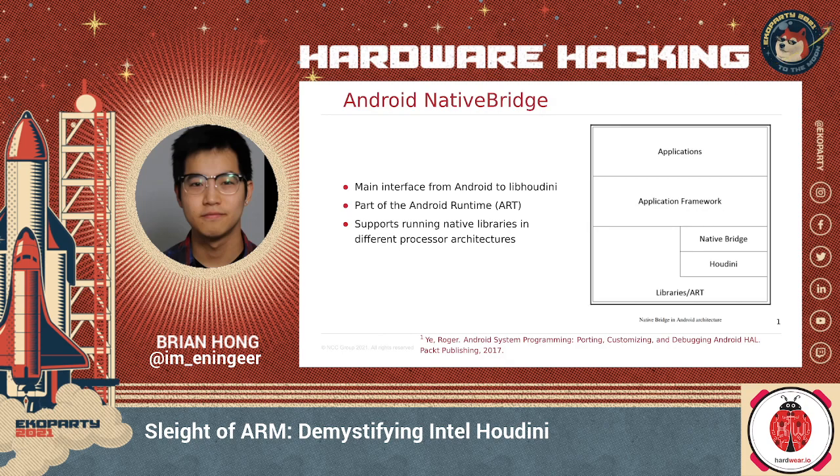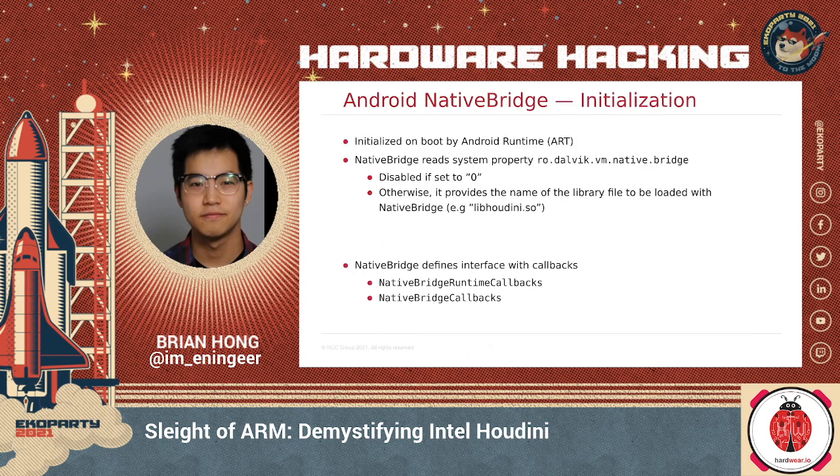But delving deeper into Native Bridge, I mentioned it's part of the Android runtime, so it is initialized on boot. And during initialization, it checks that system property, ro.dalvik.vm.native.bridge. If it's 0, Native Bridge is disabled. But in our case, it's set to libhoudini, which points to the library file that implements Native Bridge. And we'll look for that in the library paths.